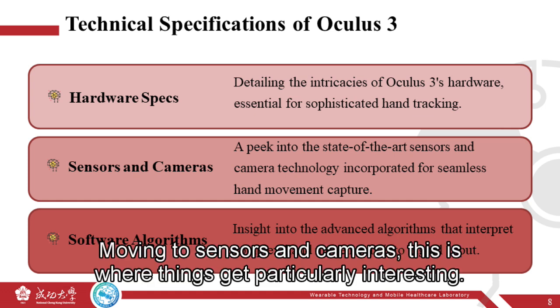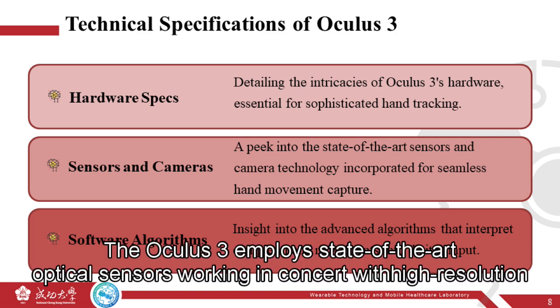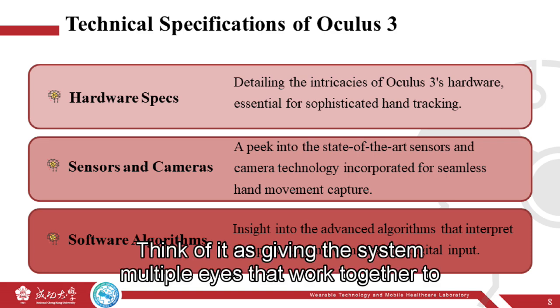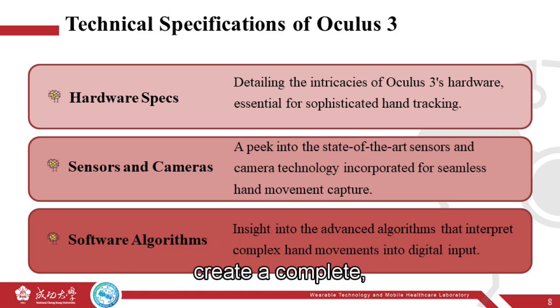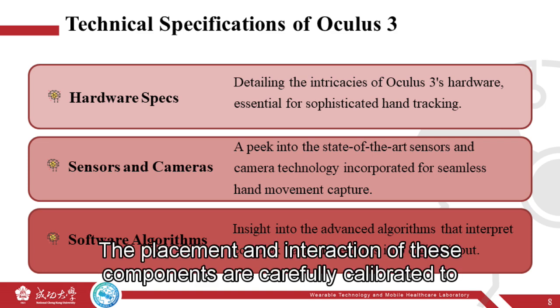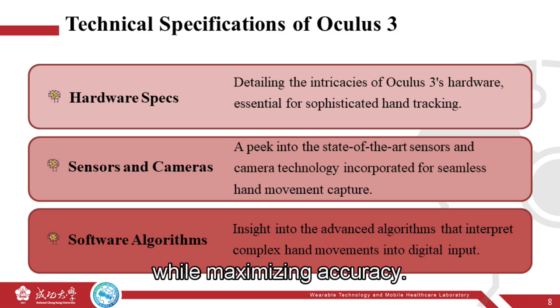Moving to sensors and cameras, this is where things get particularly interesting. The Oculus-3 employs state-of-the-art optical sensors working in concert with high-resolution cameras. Think of it as giving the system multiple eyes that work together to create a complete, real-time picture of hand movements. The placement and interaction of these components are carefully calibrated to minimize latency while maximizing accuracy.